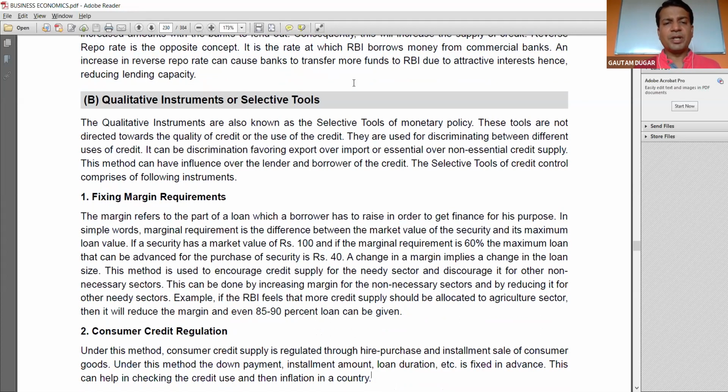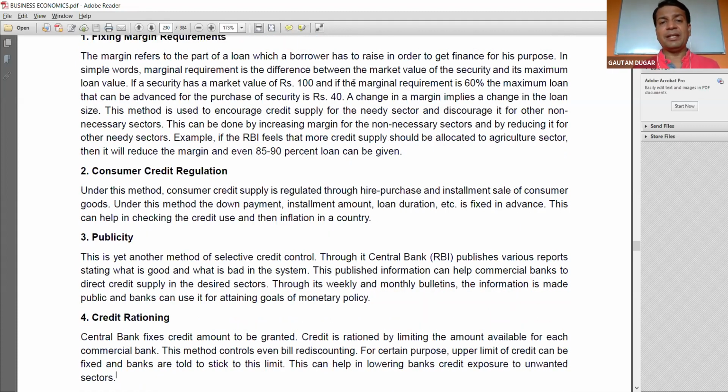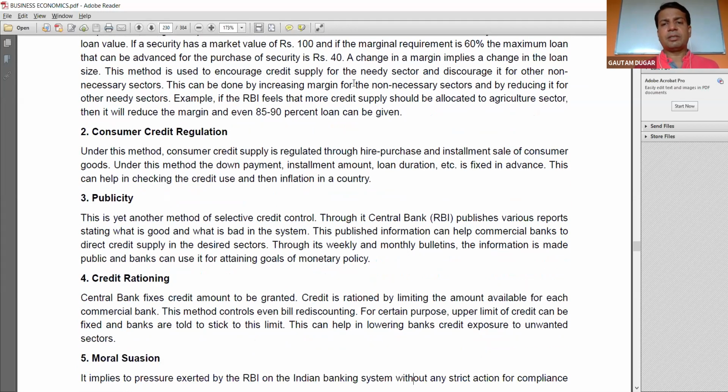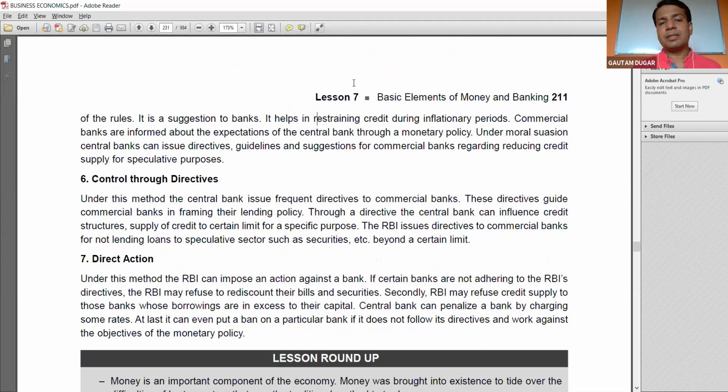There are other methods as well. Consumer credit regulation, regarding the loans and the EMIs, the installments when you're purchasing bikes or motor cars on the installment payment system. Credit rationing is putting restrictions on the amount of loans to be given away in a month or to one particular sector. And moral suasion is basically giving guidance to the banks that we should follow this path. Moral suasion is not compulsory, but it's a guidance to the banking system. Normally, every bank follows it.